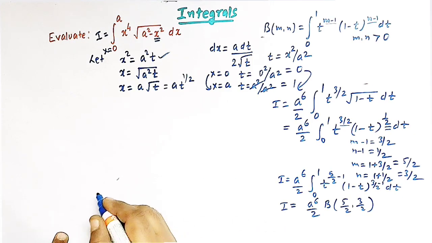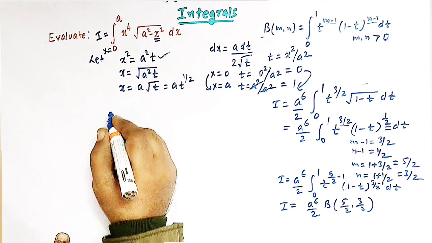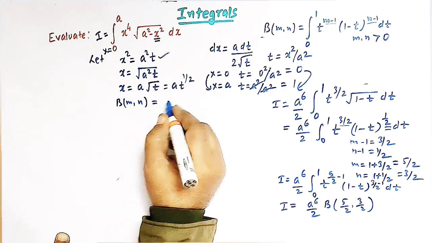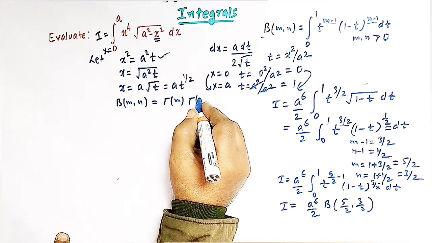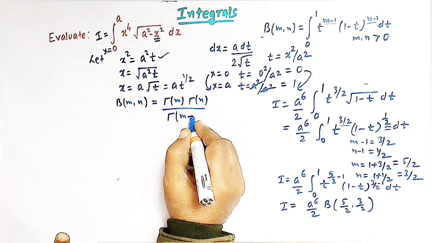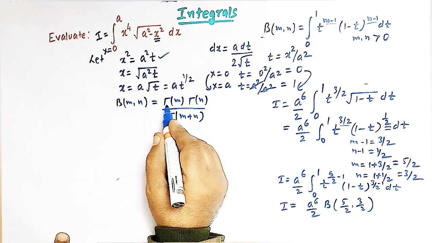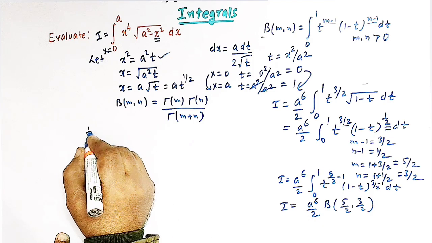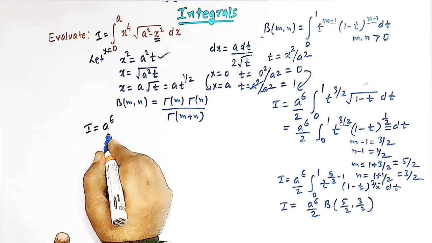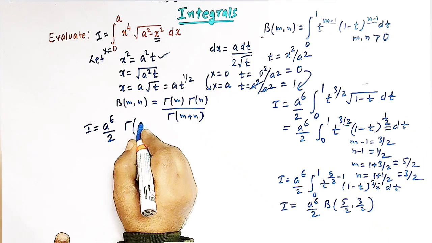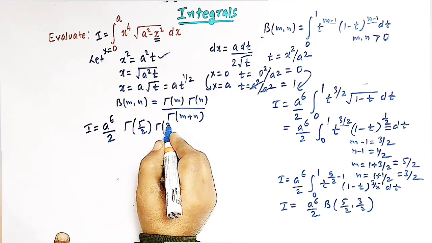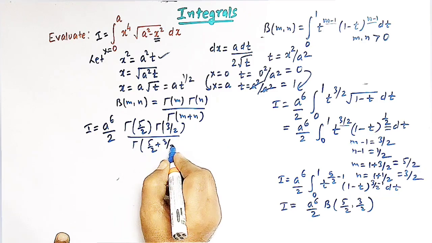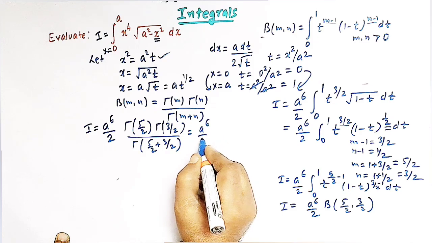So now let us make use of the relationship between the beta function and gamma function. The beta function is related to the gamma function by this relation, right? So we have beta m comma n is equal to gamma m times gamma n divided by gamma m plus n. So here we can now write I is equal to a raised to 6 over 2, then we have gamma 5 over 2, gamma 3 over 2, and gamma 5 over 2 plus 3 over 2. So this is a raised to 6 over 2.